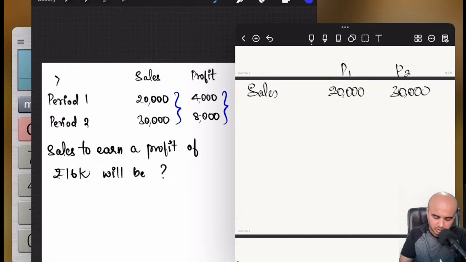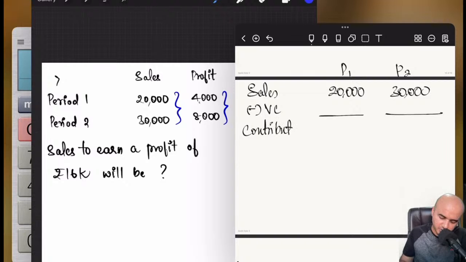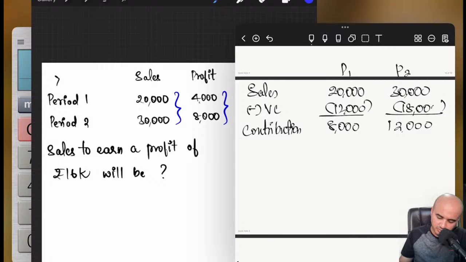Then sales minus variable cost equals contribution. Contribution is 40%. 40% of 20,000 is 8,000. 40% of 30,000 is 12,000. So the difference would be variable cost. This will be 12,000 in this case, and in that case it will be 18,000.